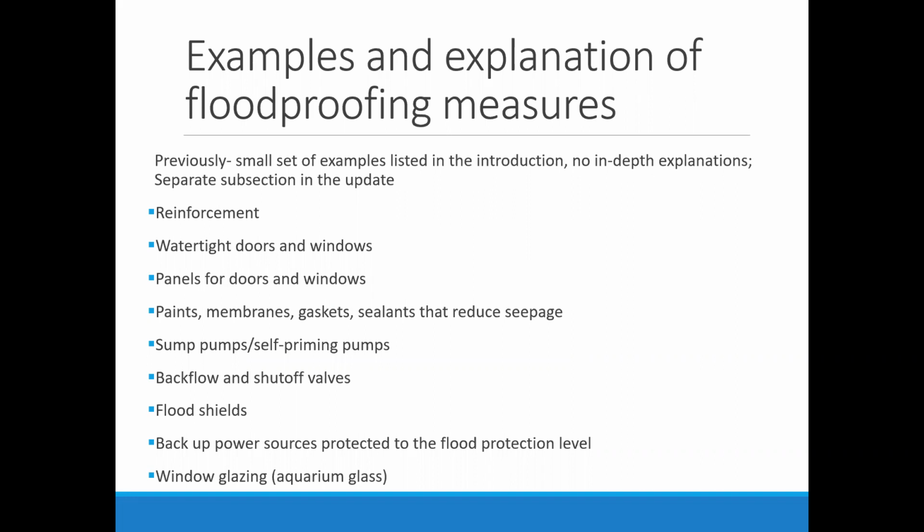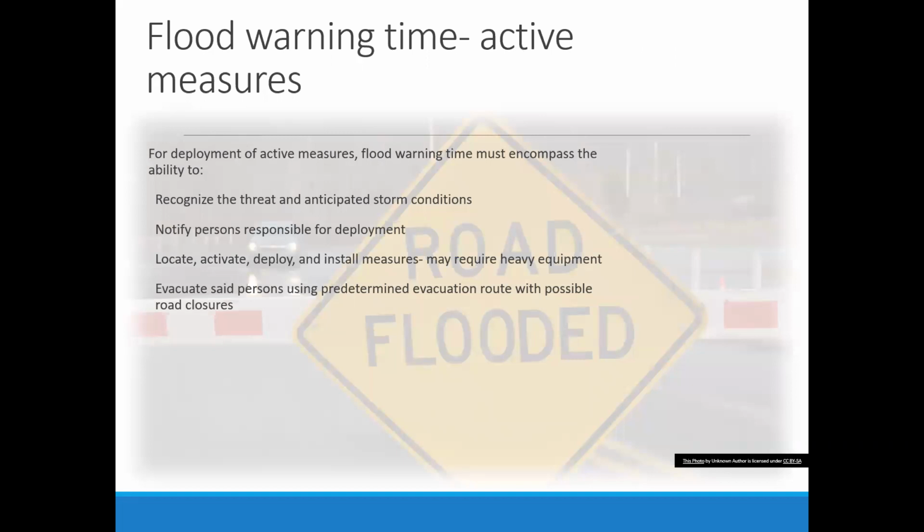You have to have some kind of sump pump in there, and it has to be able to withstand, was it 4 inches of water for every 24 hours, something like that. Backflow valves, shut-off valves, flood shields. I think it's required that you have a backup generator of some kind for the sump pump, and then window glazing or aquarium glass, which is reinforced glass for windows. Again, all of these implementations would be site specific. You would pick out the implementations that would work for that particular flood zone and the velocities and all of that.